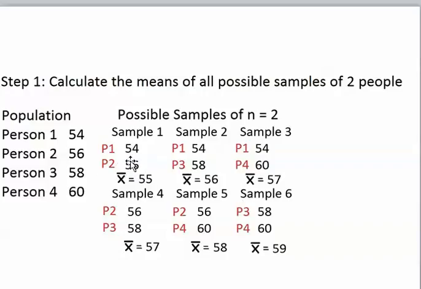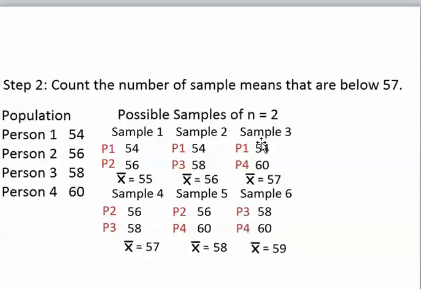Now that we have all 6 possible samples of 2 people on the screen, we need to calculate the mean of each possible sample of 2 people. We can find the mean of each possible sample by just adding the 2 numbers in each sample and dividing the total by 2. I already did that work for us, so right here we're looking at the means of all 6 possible samples of 2 people. Now that we have all of those sample means already calculated, we can move on to step 2.